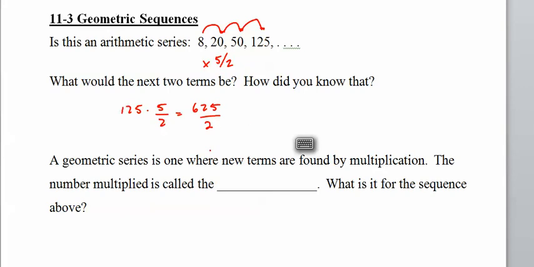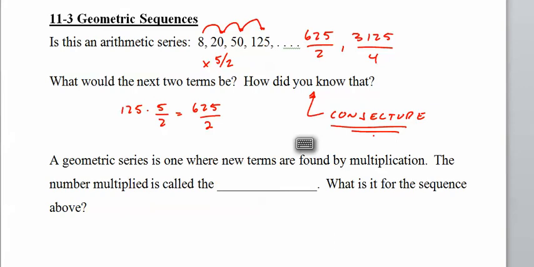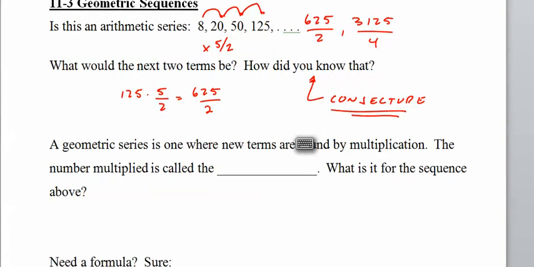The next term would be that times 5. I believe that's 3125 over 2, so we'd have 3125 over 4. And this is a conjecture, but it turns out it's accurate, so somebody needs to confirm with us this is a geometric sequence. Remember, a sequence is just a list. A series, we'd be adding them up. But that's it. It's just multiplied by the previous one.